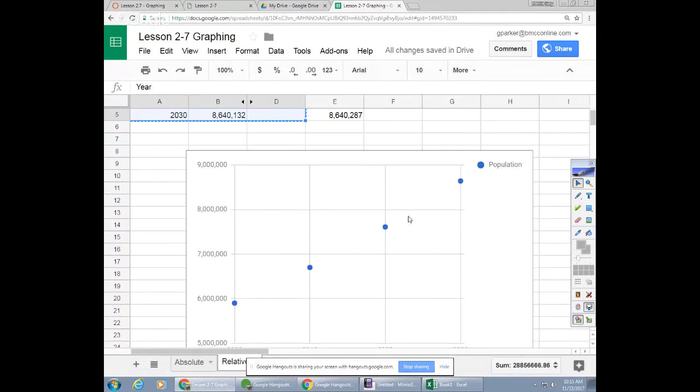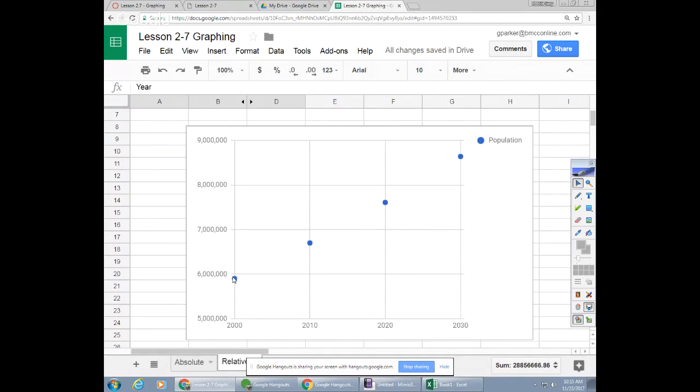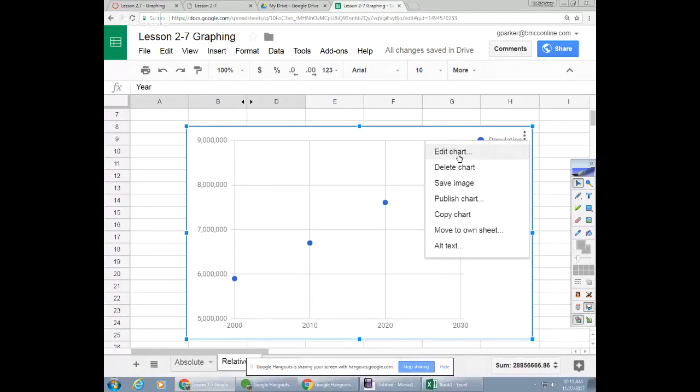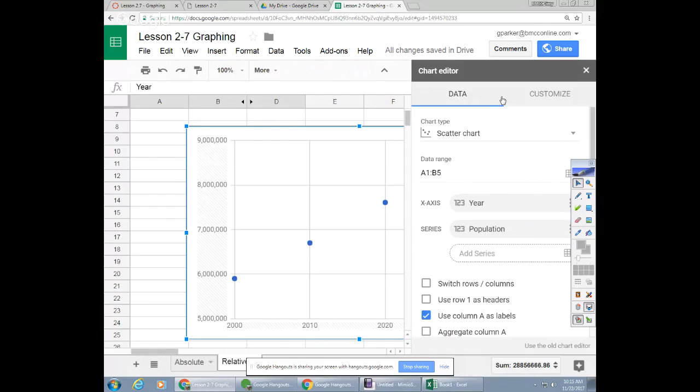So here I have these points, and both Google Sheets, Excel, and Apple, which has a program called Numbers for a spreadsheet, will all try to come up with some equation that goes through a set of points that you graph. And so I just want to review how to do that in both Excel and Google Sheets. So what I would do here is I've already got the graph made, so I click on the graph, and then I'm going to go in and edit it. So that brings up my chart editor here.